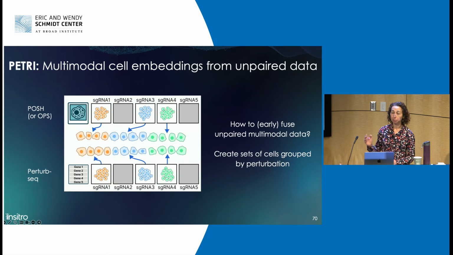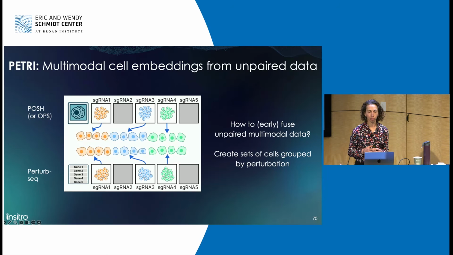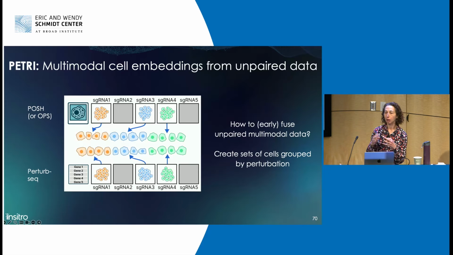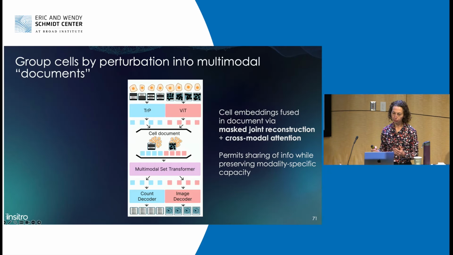Okay, so our Petri early fusion method for learning these multimodal single-cell embeddings takes inspiration from vision language models that operate over mixed modal documents where the common topic of that document increases the chances of finding that cross-modal alignment. And so Petri conceives of the perturbation label as the topic of the document and pulls cells from both modalities that share a common perturbation. And so the cell embeddings are fused in a cell document using masked joint reconstruction and cross-modal attention.